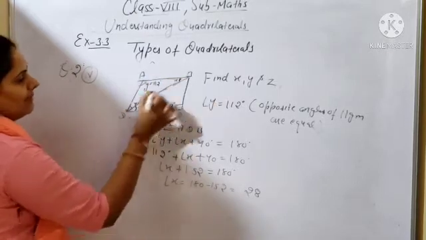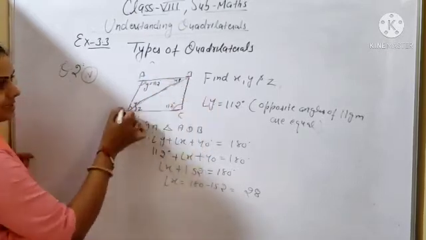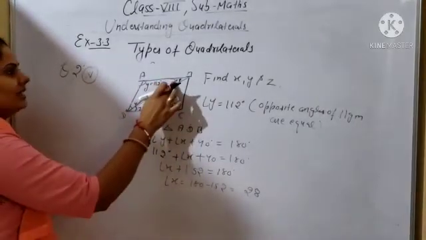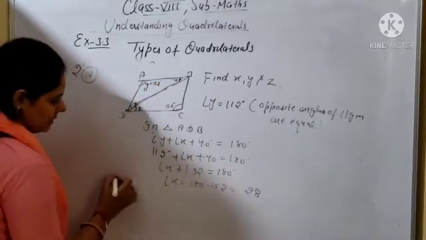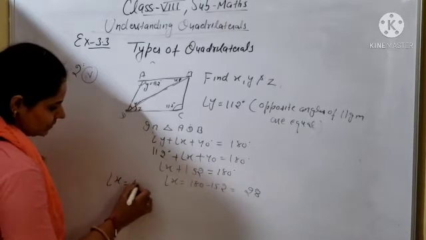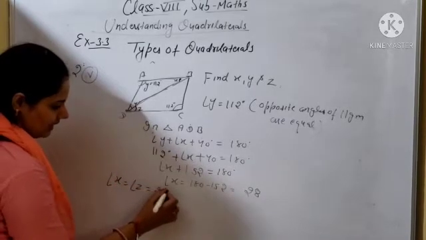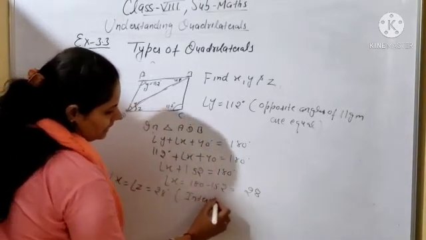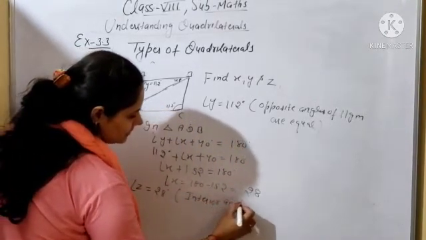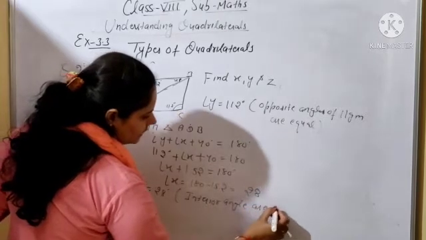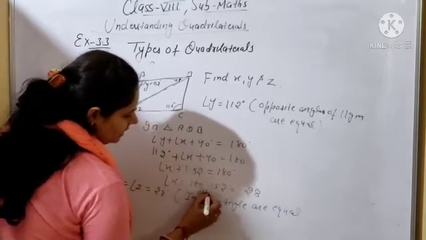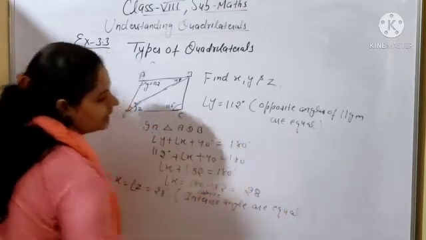Same. These two lines are parallel lines and this one is a transversal. So opposite interior angles will be equal. So X will be equal to Z. So you can write angle X is equal to Z is equal to 28 degrees. Interior angles are equal. Opposite interior angles are equal.